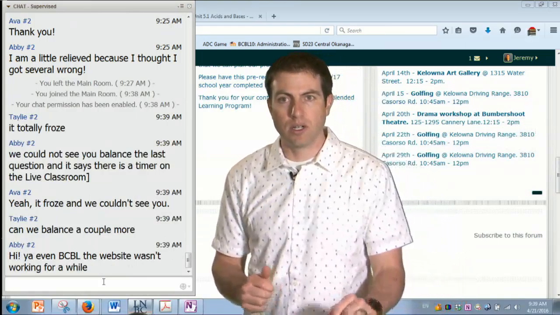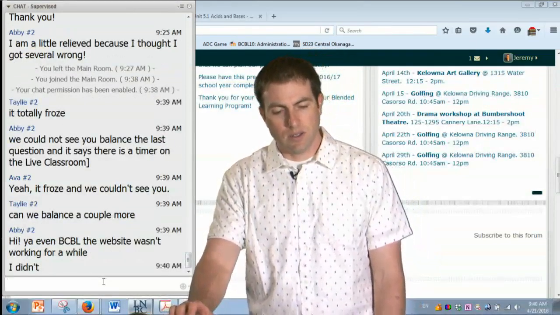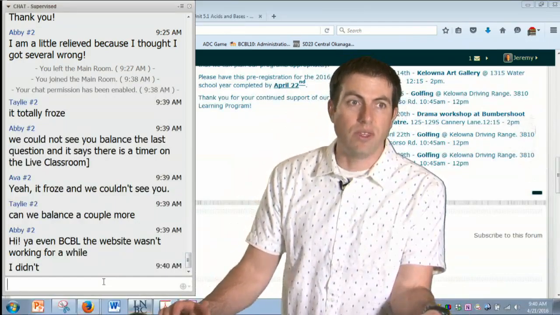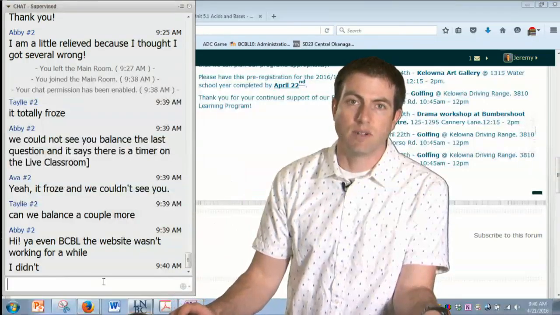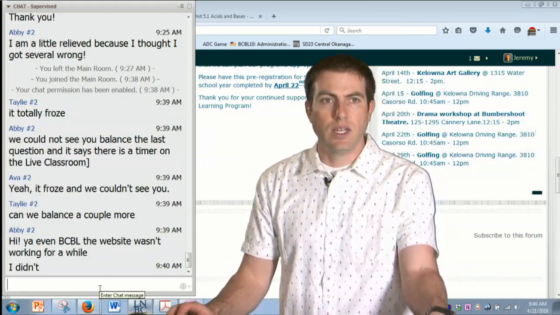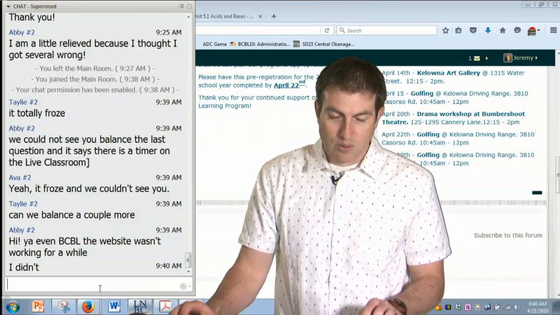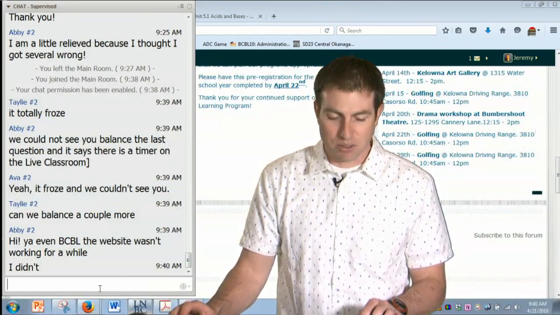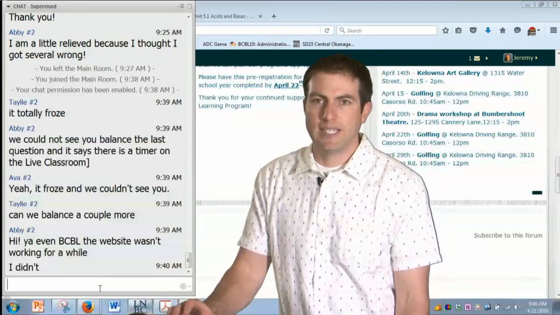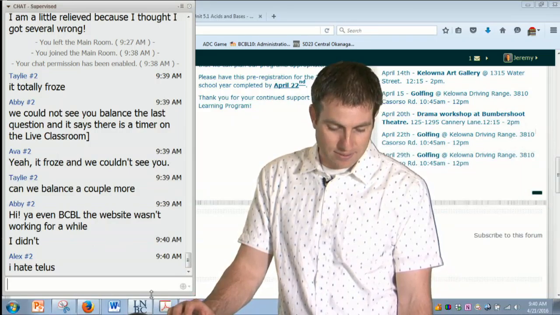Can we balance a few more? Even the BCBL website wasn't working for a while. Yeah, that's all, I guess, run through the district. So it's just a matter of what's getting sent out of our building here. And it all goes through a TELUS network that's controlled by the province. And I guess if it's not working, it's not working. So we got to come up with a better way for you guys to let me know that the live stream's working. We'll figure something out, or we'll just hope it gets fixed. But we'll just go. You hate TELUS? They're not that bad, Alex. I mean, let's give them a chance.